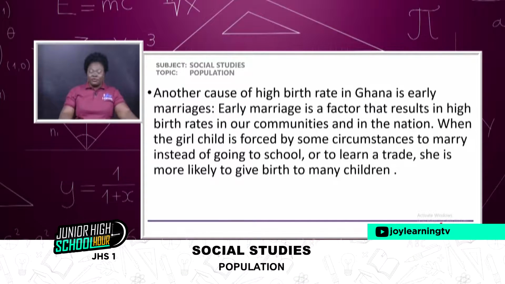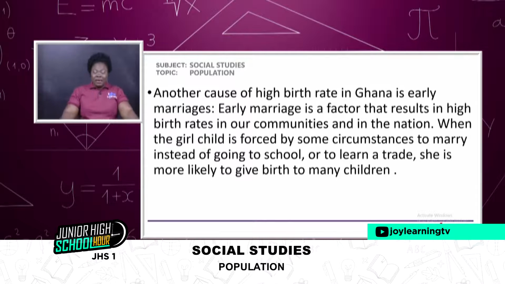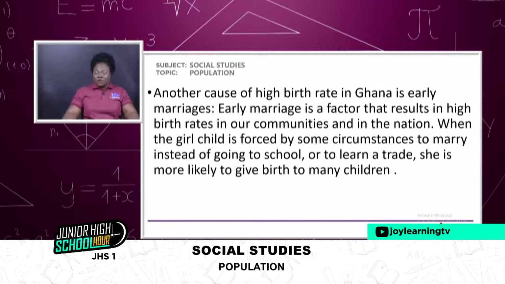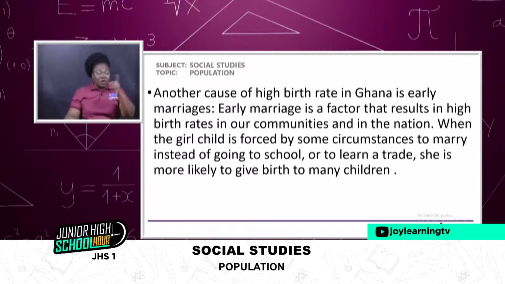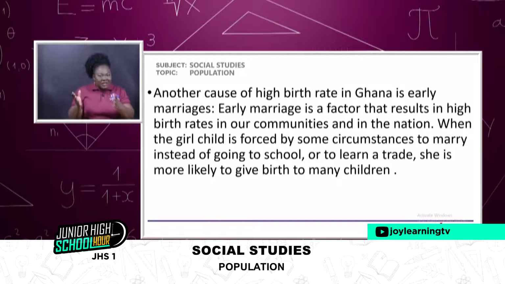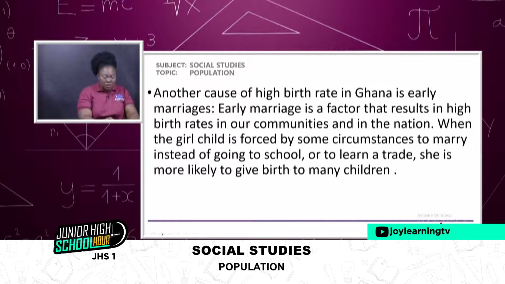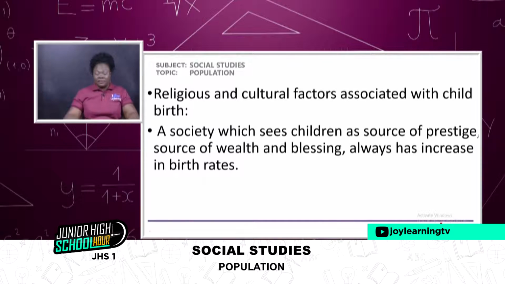Another cause of high birth rate in Ghana is early marriages. Early marriage is a factor that results in high birth rates in our communities and in the nation. When a girl child is forced by certain circumstances to marry instead of going to school or to learn a trade, she is more likely to give birth to many children because of what? Ignorance. So we say ignoramus. If you are ignorant, people will just take advantage of you and you turn into a mockery in society.